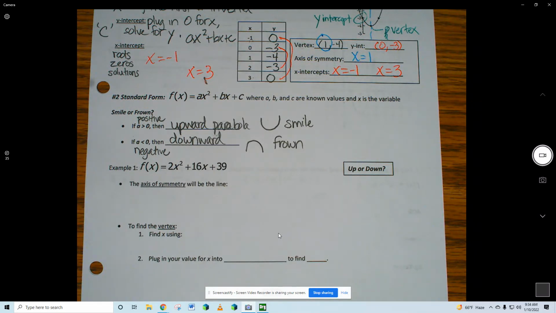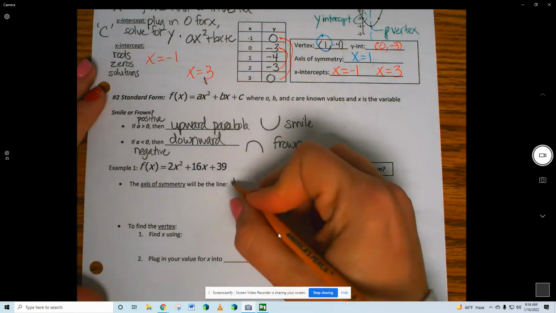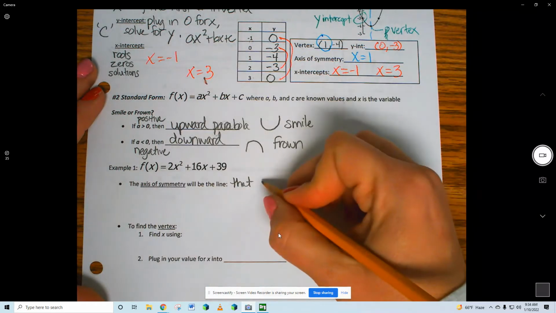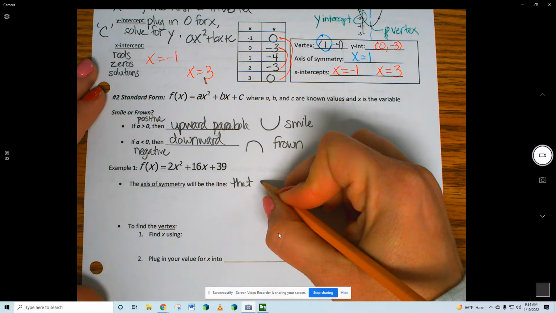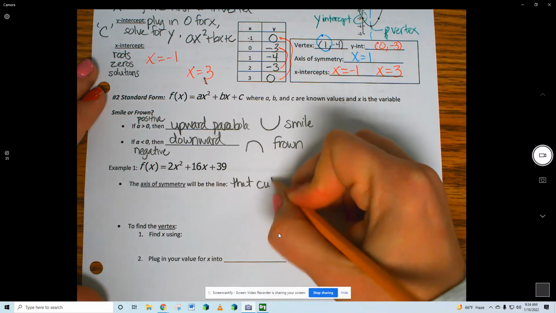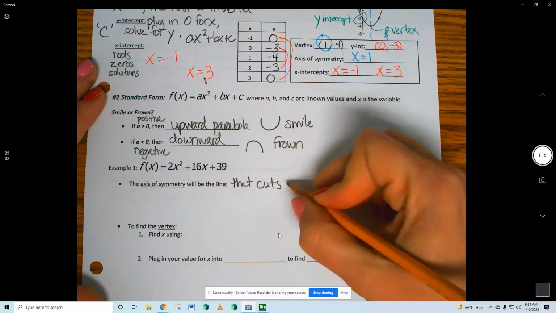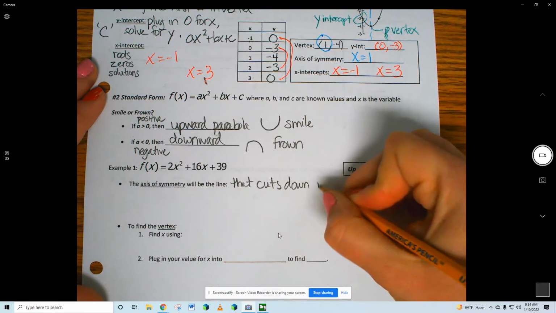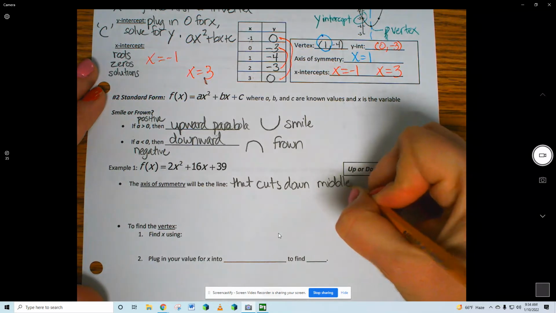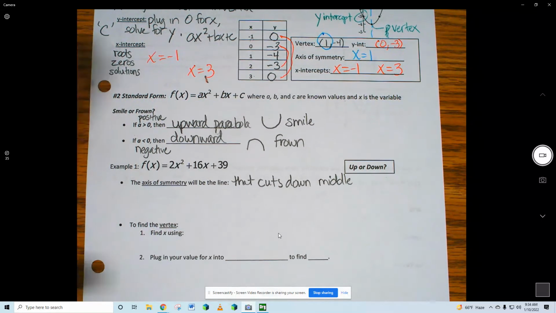Okay. Now, 2x squared plus 16x plus 39. The axis of symmetry will be the line that cuts it in the middle, down the middle. Okay?